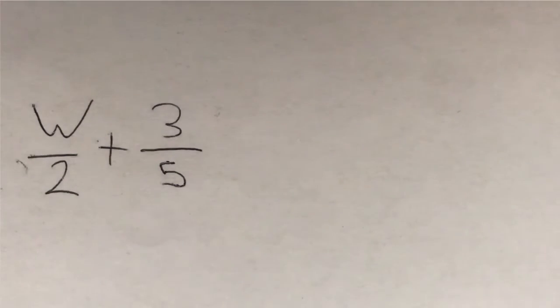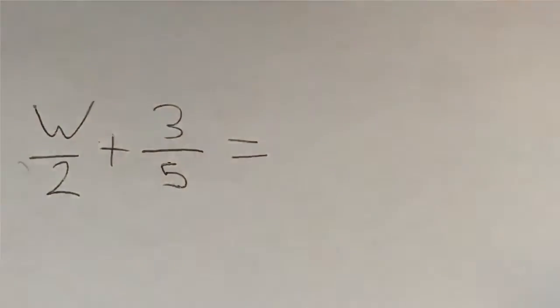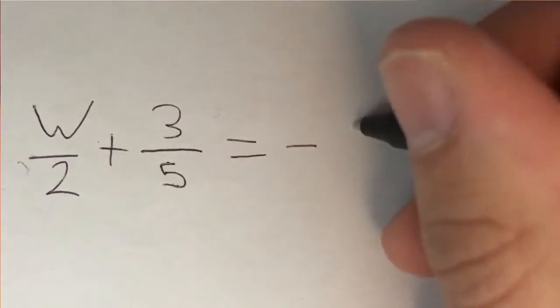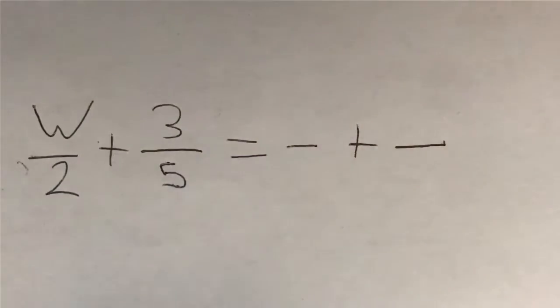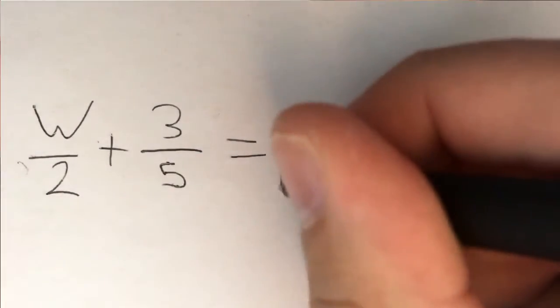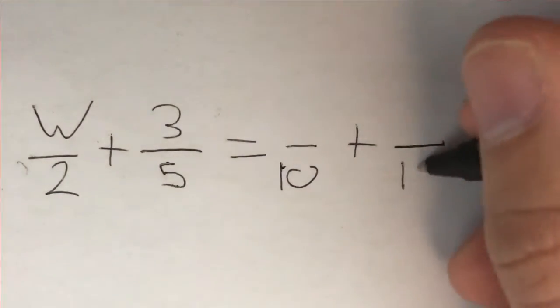So working out w over 2 plus 3 over 5. Well, with any fractional addition, we of course need to find our common denominator. So if we've got 2 and 5, all we need to do for this is multiply this 2 and 5 together. So 2 times 5 gives us a common denominator of 10.